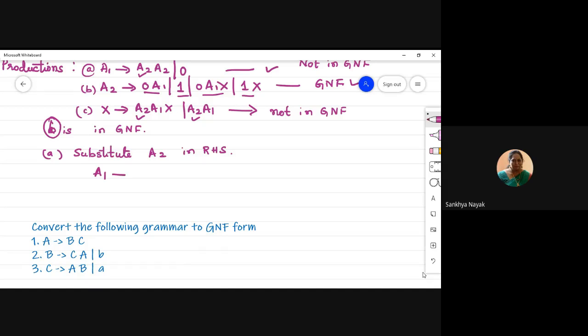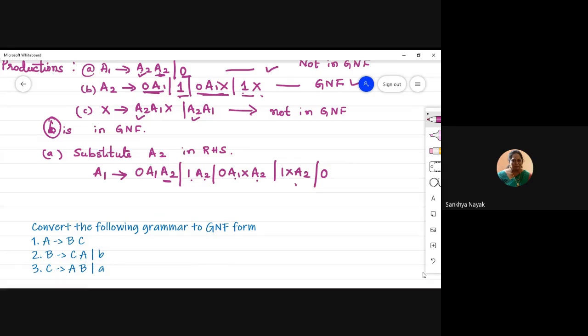So now A1 derives, for A2 I will substitute all this, no? So 0A1, A2, A2 is whatever is left with, 1A2, then 0A1xA2 and 1xA2. So in place of A2, I substituted 0A1, retained this A2. I substituted 1 for A2 and retained the second A2. I substituted 0A1x for this A2 and then I retained this A2 and 1x I substituted for A2 and I also retained this A2 and this is 0. So I will carry it forward.